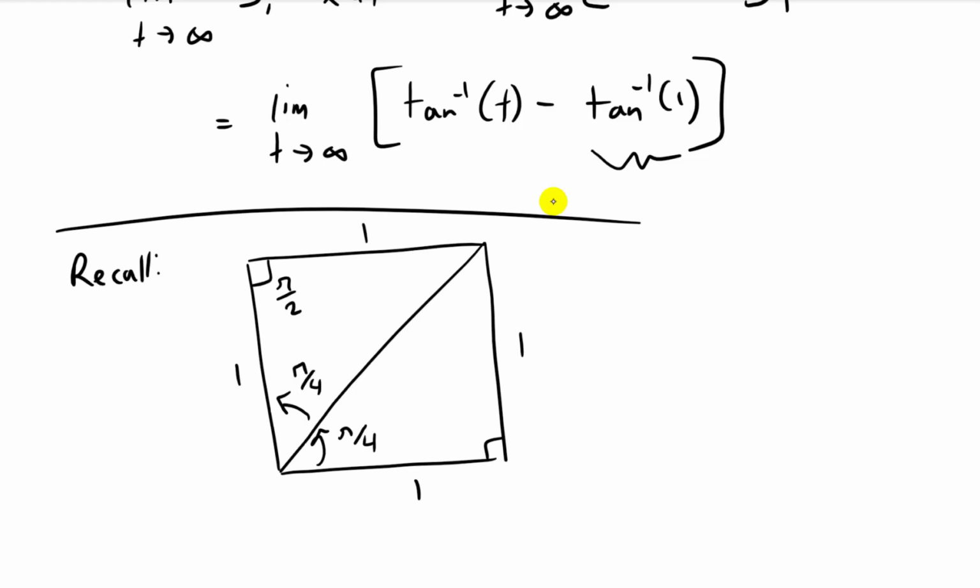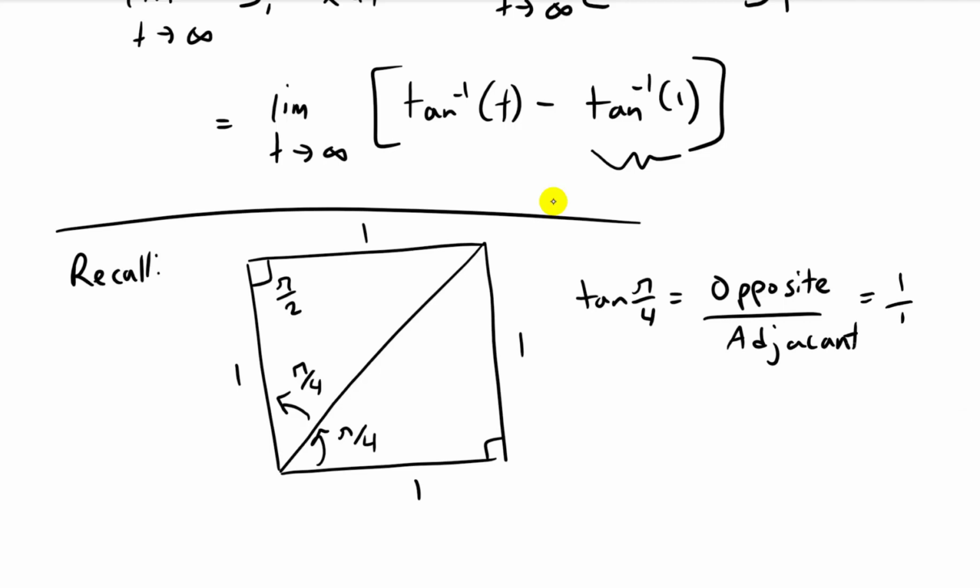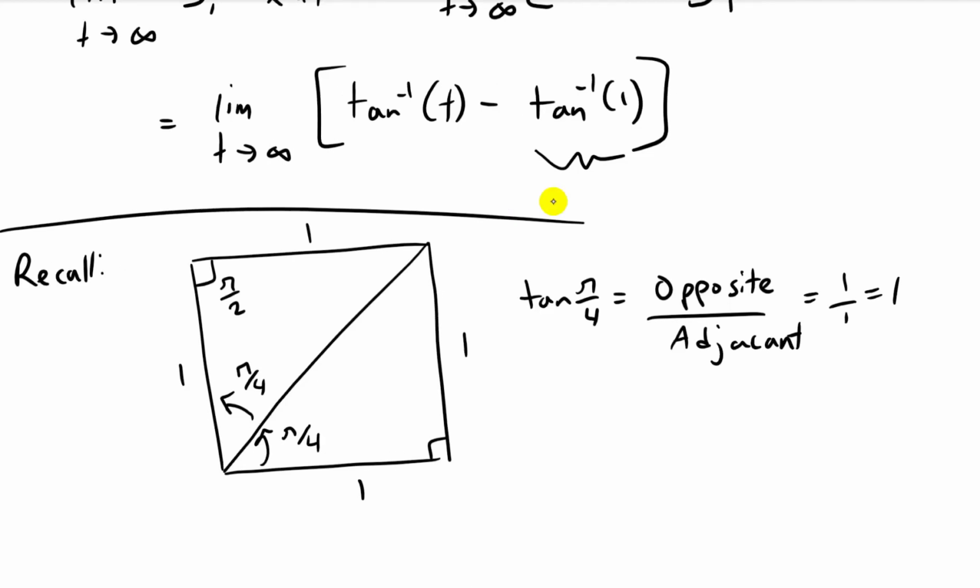So what we can do is just take the tangent. Recall tangent of this angle, pi over 4, is defined as opposite over adjacent. So if it's like that, the opposite is just 1 divided by 1, the adjacent. So we have 1 over 1, that equals 1, like that.